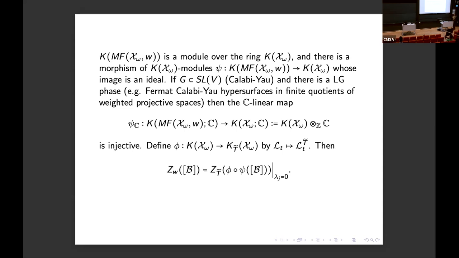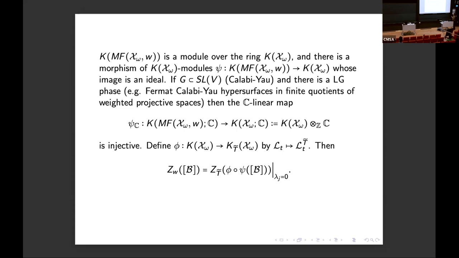So on the Higgs branch, we define this T equivariant central charge, whose input is a T equivariant K theory class. And in some cases, it can recover the GLSM central charge. The input is a K theory class of a matrix factorization.